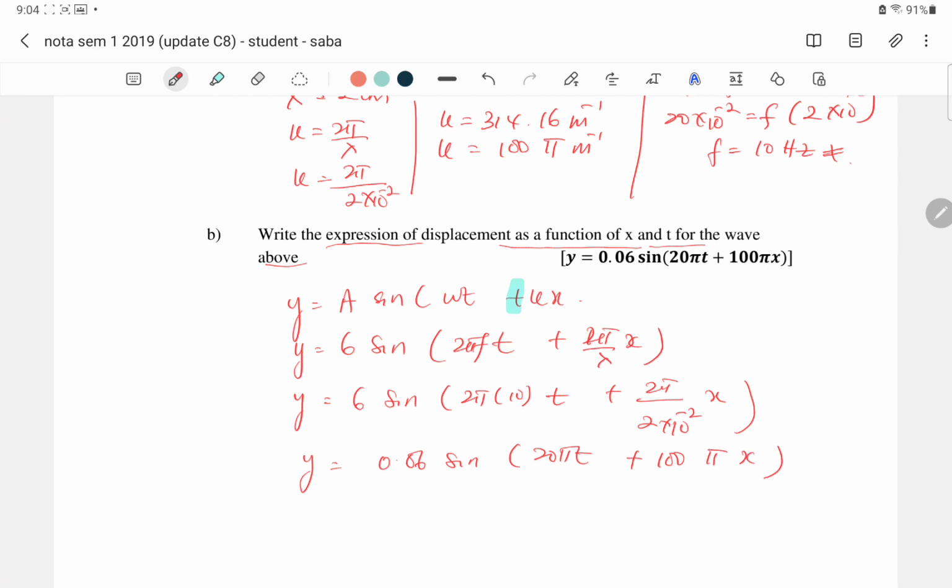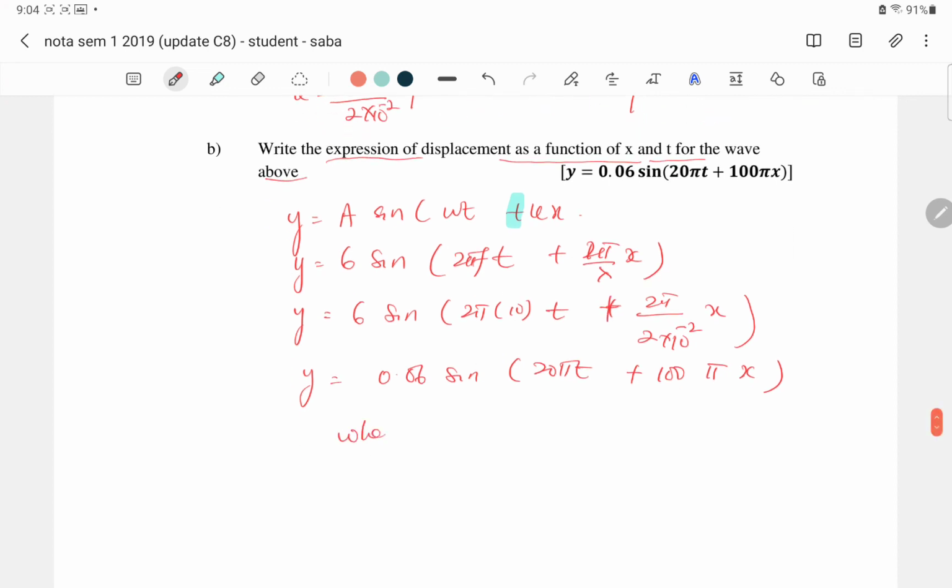Okay, this is plus. It is where y is in meter, t is in seconds.